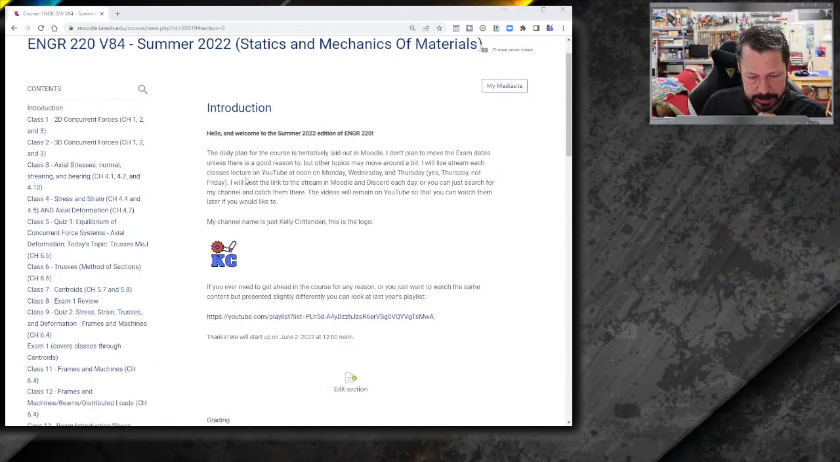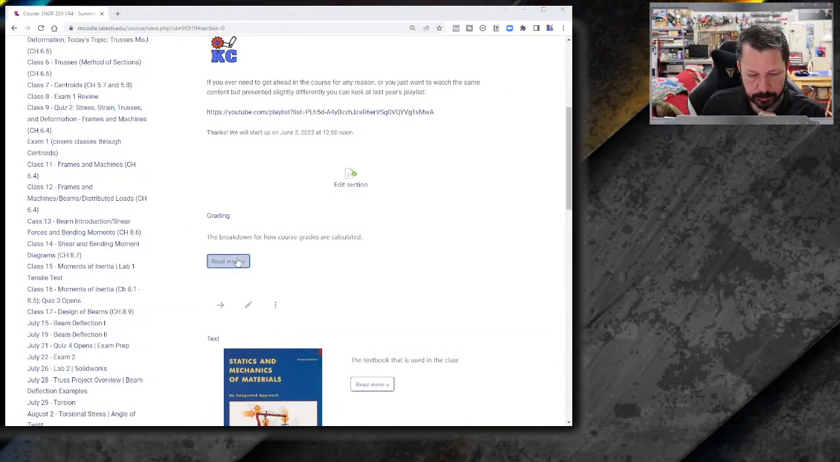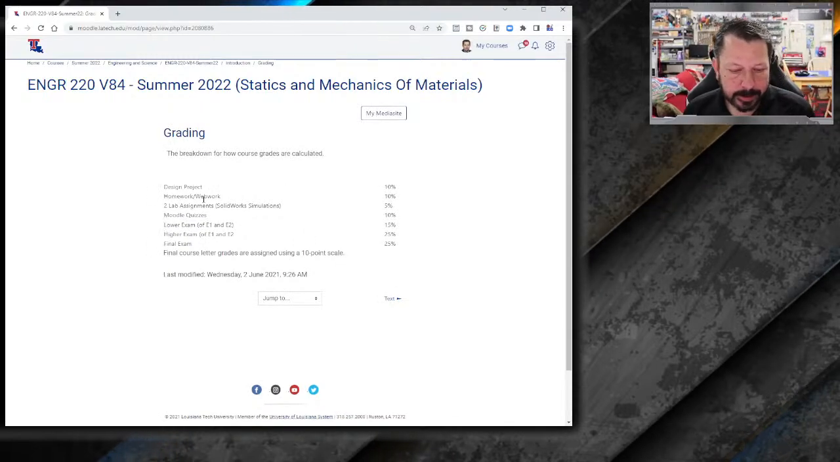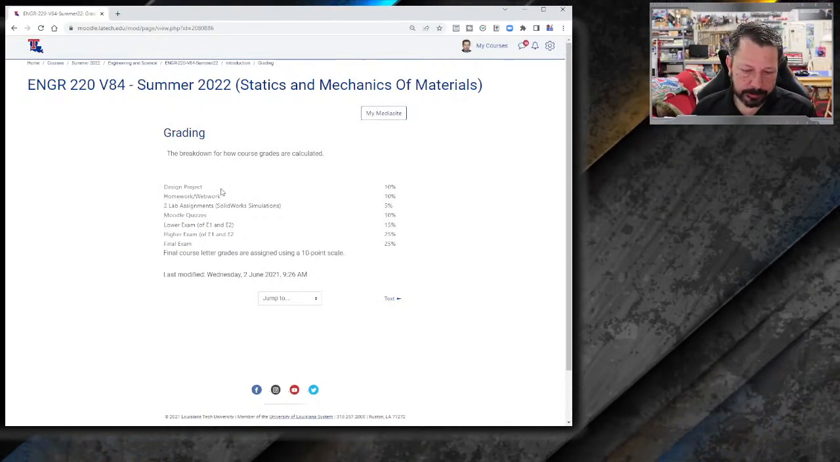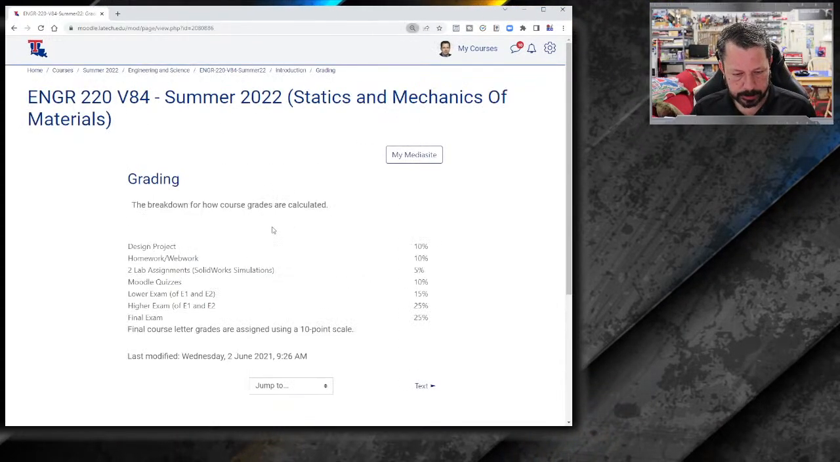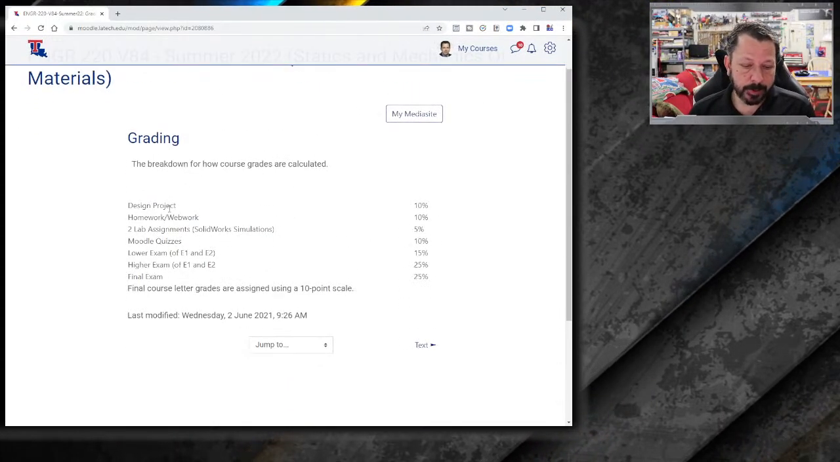Let's look at the syllabus, or well, the grading thing here. I guess this whole thing is the syllabus. There are several different assignments that you're going to complete. Maybe we can make that a little bigger. There's a design project at the end.